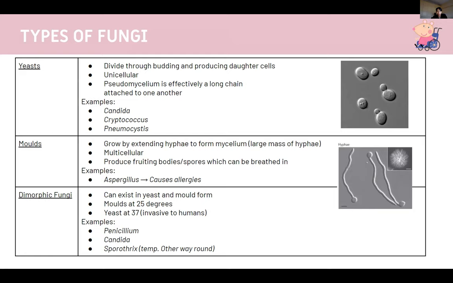We also have dimorphic fungi. These can exist in both yeast and mold form. Molds at 25 degrees normally, and they turn into yeast at 37 degrees. So examples include penicillium, Candida, and Sporothrix.